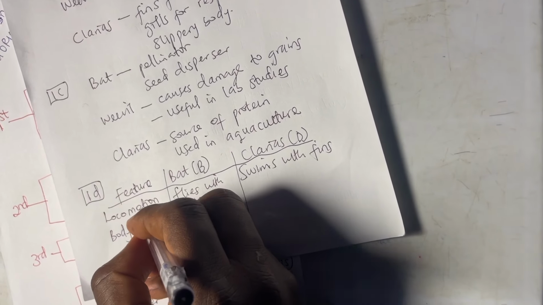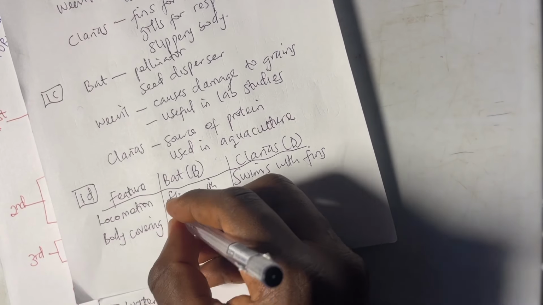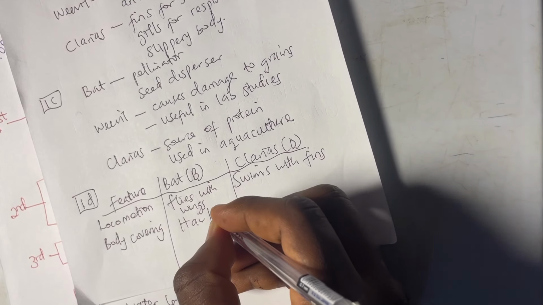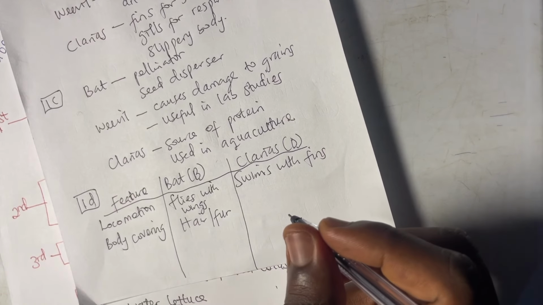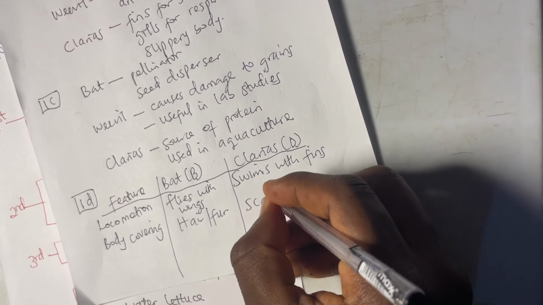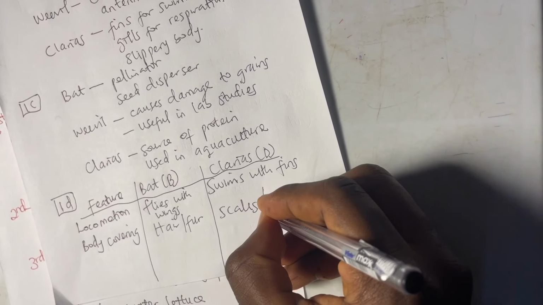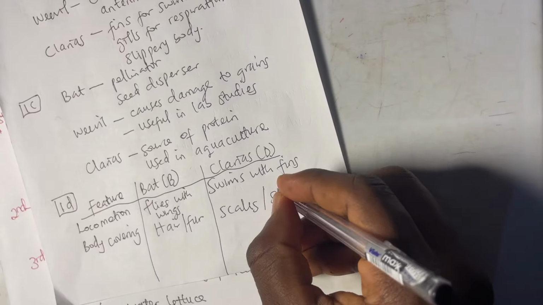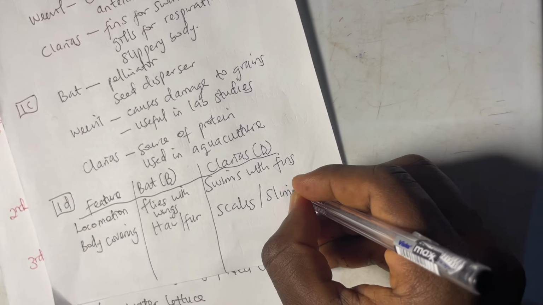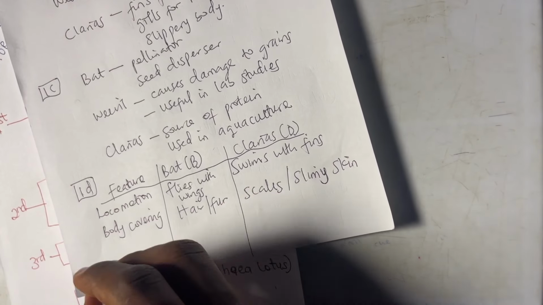Based on body covering. So what covers the body of bat? That's hair, or you call it fur. Now what about what covers the Clarias? Clarias, that's the fish. So that's scale. Everybody knows that scale is to cover their skin. And also you maybe call it slimy skin. Okay.